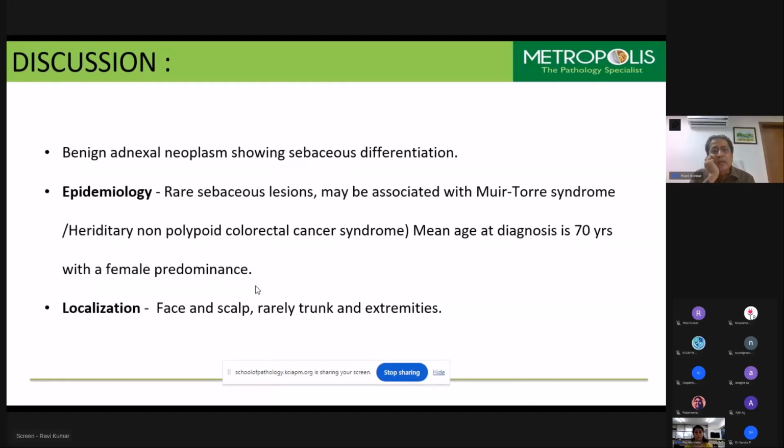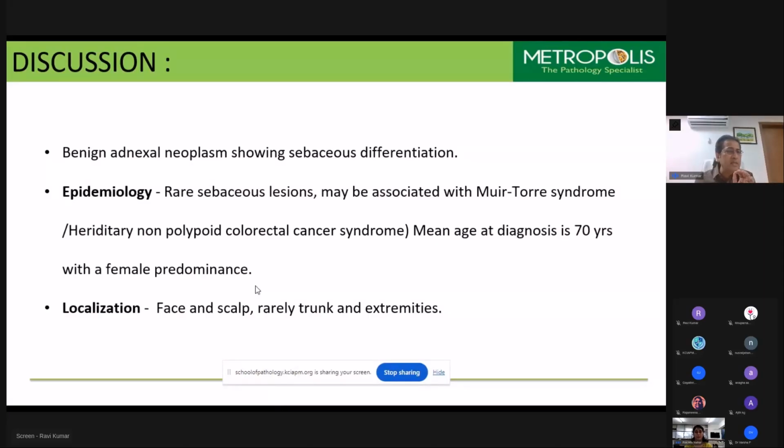Epidemiologically, it is a rare sebaceous lesion that may be associated with Muir-Torre syndrome. That is nothing but hereditary non-polyposis colorectal carcinoma syndrome, where we have to be very, very careful, okay? Because they may harbor a cancer, usually colorectal cancer. That's why it has gained some importance.